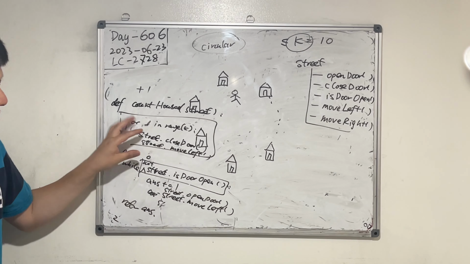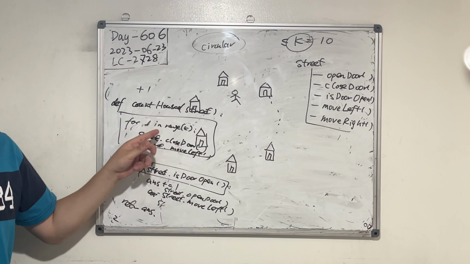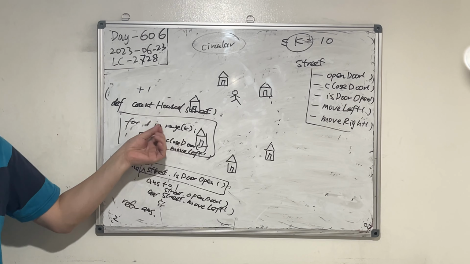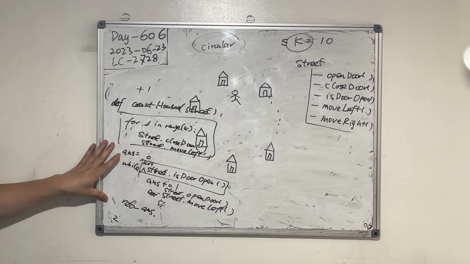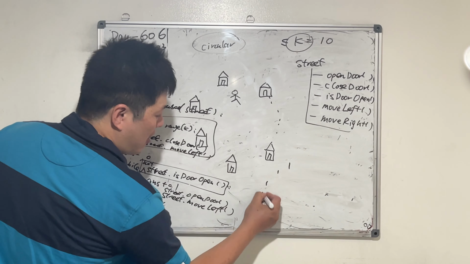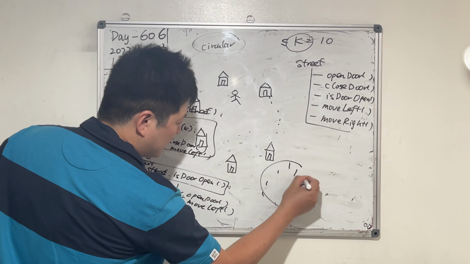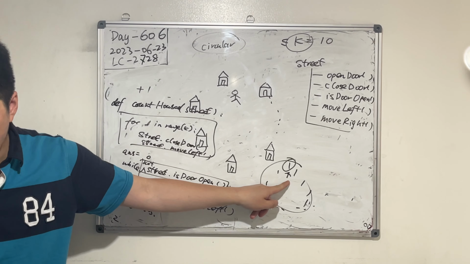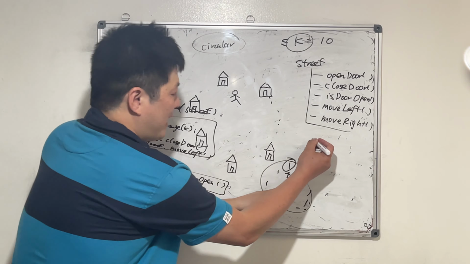So we can perform this k times. To close one door, each door, move left or move right. Both directions are okay. And then after that, all the houses on the street are closed. So here we are, right? If the door is closed, we increment the counter.